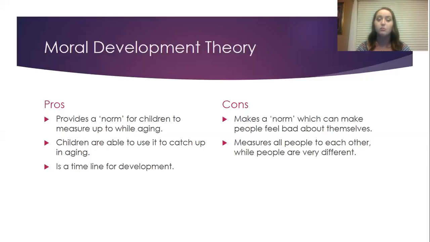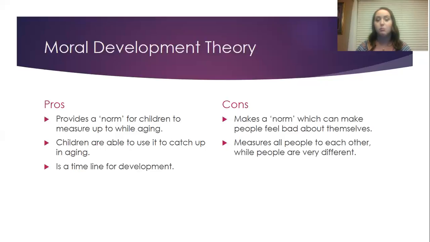The moral development theory has some pros and some cons. Because it does set a norm, there's a pro, because it provides a norm for children to measure up to while aging. So you say, okay, a student needs to be here when he's age 8. If a student's there, that's perfect. If they're up here, we know they're way ahead of their time, but if they're down here, they might be falling behind. Children are able to use it to catch up in aging. If they see they're falling behind, they can tell themselves, okay, we need to really act serious and get moving. And it is a timeline for development, which is really good because we see it in different ages and we watch the ages grow, and I think it's really good to use.